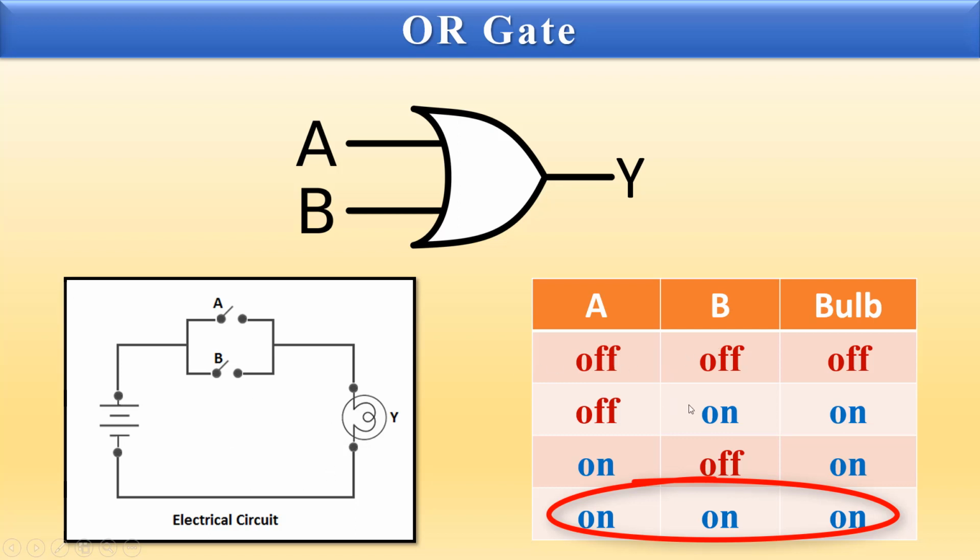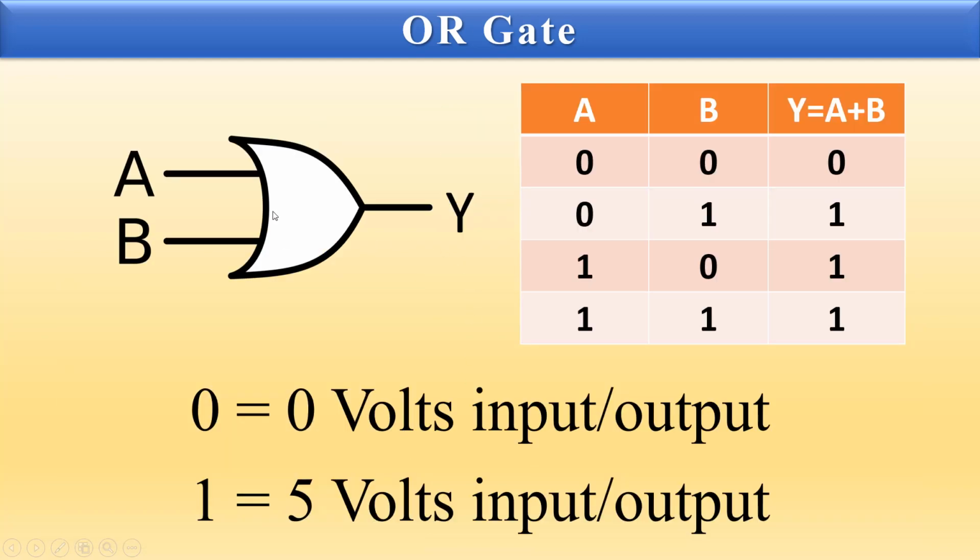So that is how you get for OR gate, when both the switches are off, the bulb is off, otherwise it is on. So the OR gate truth table looks like this. If 0 0, the output is 0, 0 1, the output is 1, 1 0, the output is 1, 1 1, the output is 1. 0 is 0 volts and 1 is 5 volts. So that is about the OR gate.